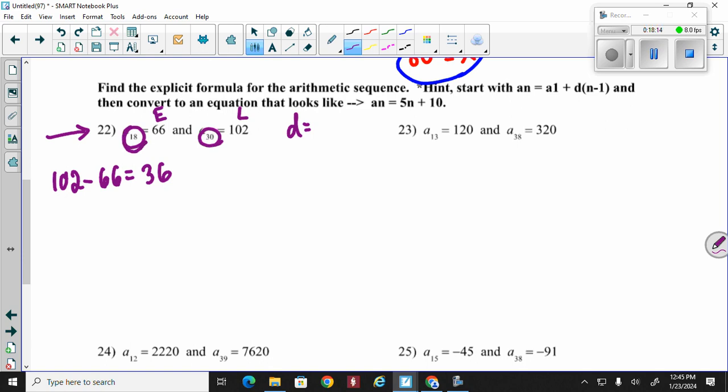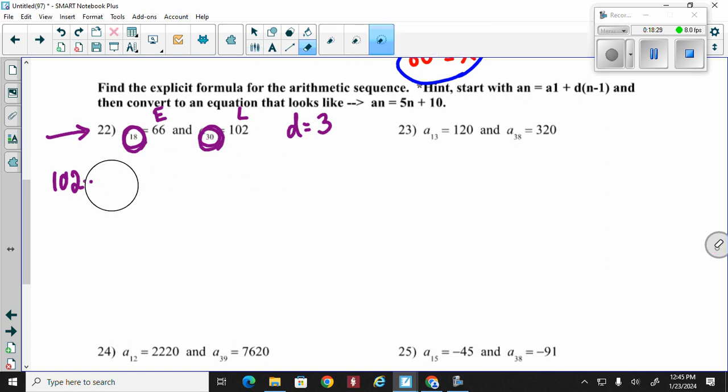how much you started with, 18, sorry, and then you went to 30. So that means that's 12. So you're going to divide by 12. That means our difference is going to be 3. All right. So our difference is going to be 3.